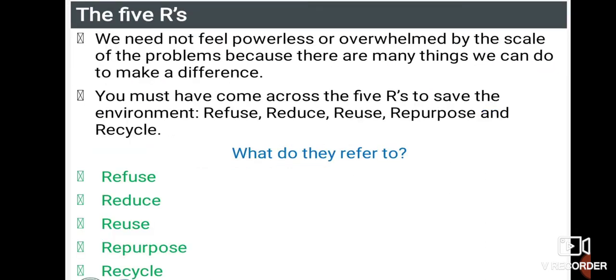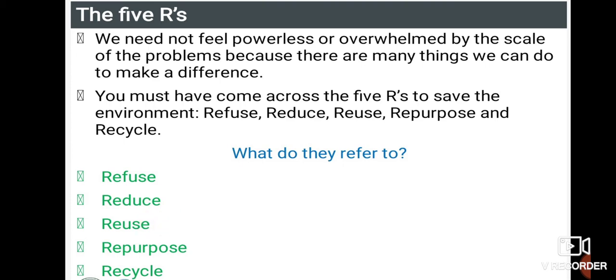The 5 R's. We need not feel powerless or overwhelmed by the scale of the problem because there are many things we can do to make a difference. You might have come across the 5 R's to save the environment: refuse, reduce, reuse, repurpose, and the last one, recycle.